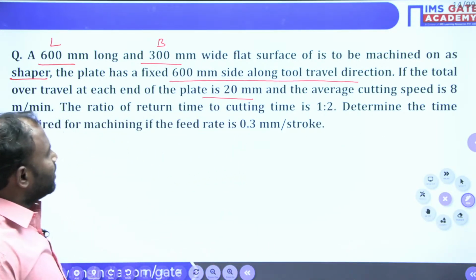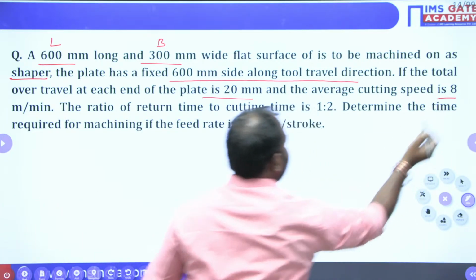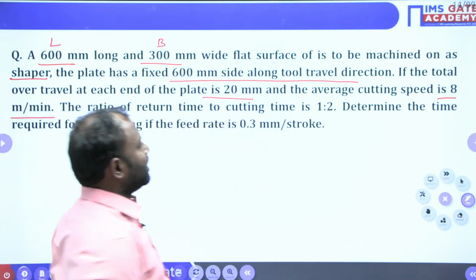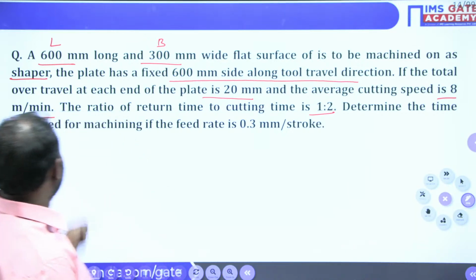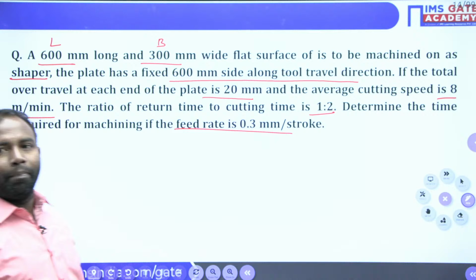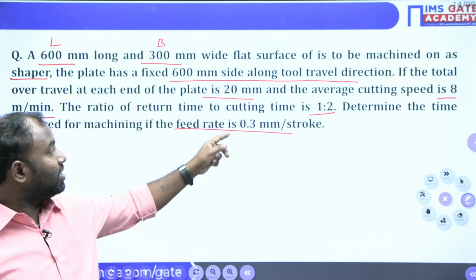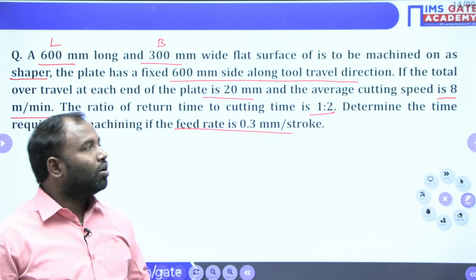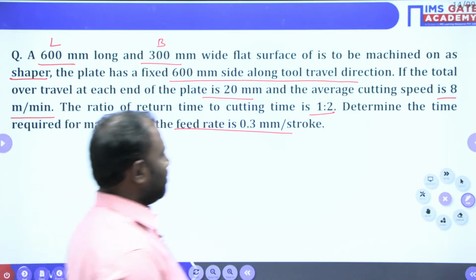Okay, now next, the average cutting speed is 8 meters per minute. The ratio of return time to cutting time, the quick return ratio, is given as 1:2. Then determine the time required for machining if the feed is 0.3 mm per stroke. We have to calculate the machining time required for the shaper. Let me draw a simple diagram for this.